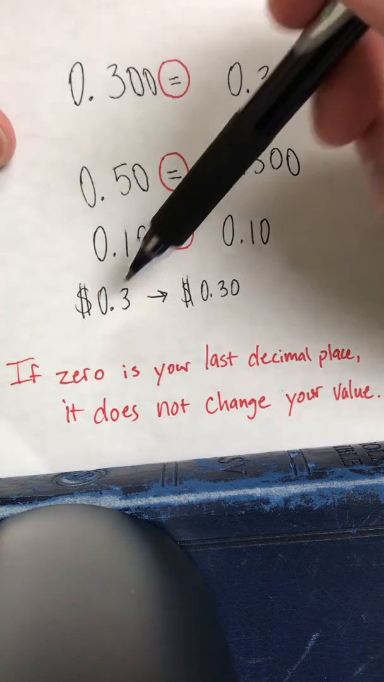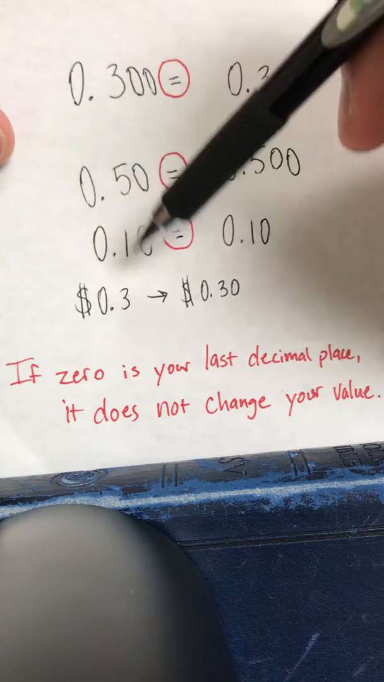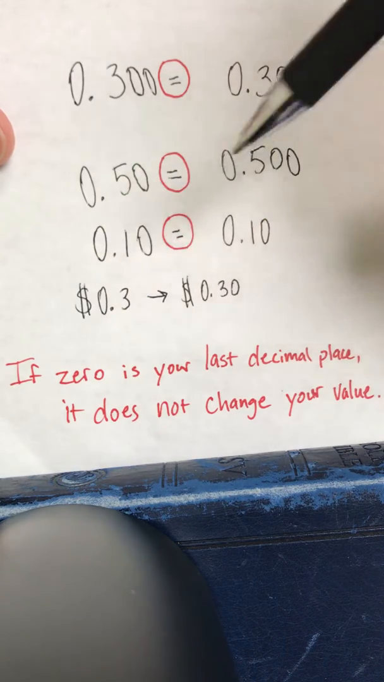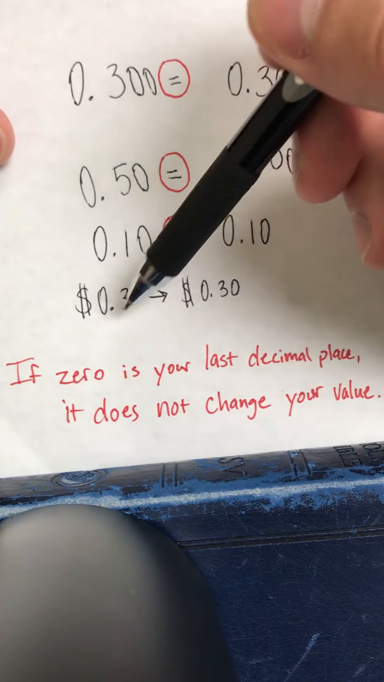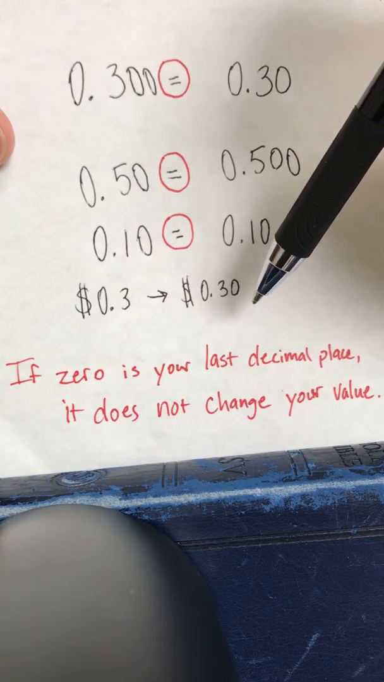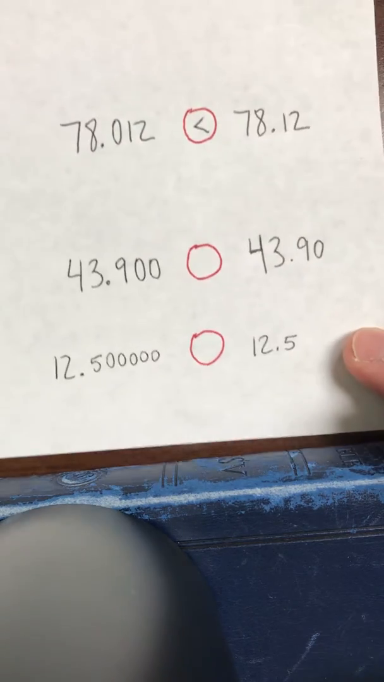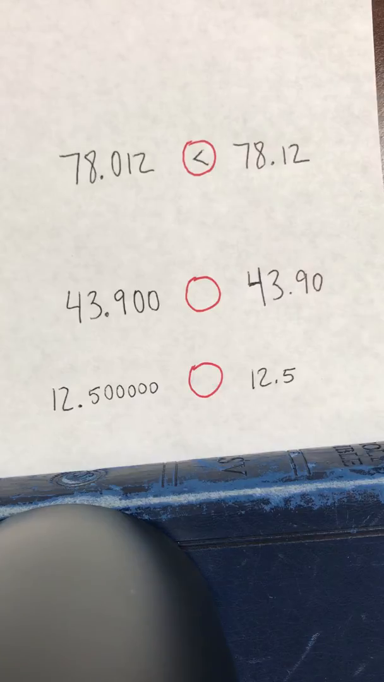Similar to how when we work with money problems, we always want to have two decimal places. This has one decimal place, one number behind my decimal. This has two decimal places, two numbers behind my decimal. Because when we write cents, we always write two decimal places. All right, so to help illustrate this, let's look at some examples.